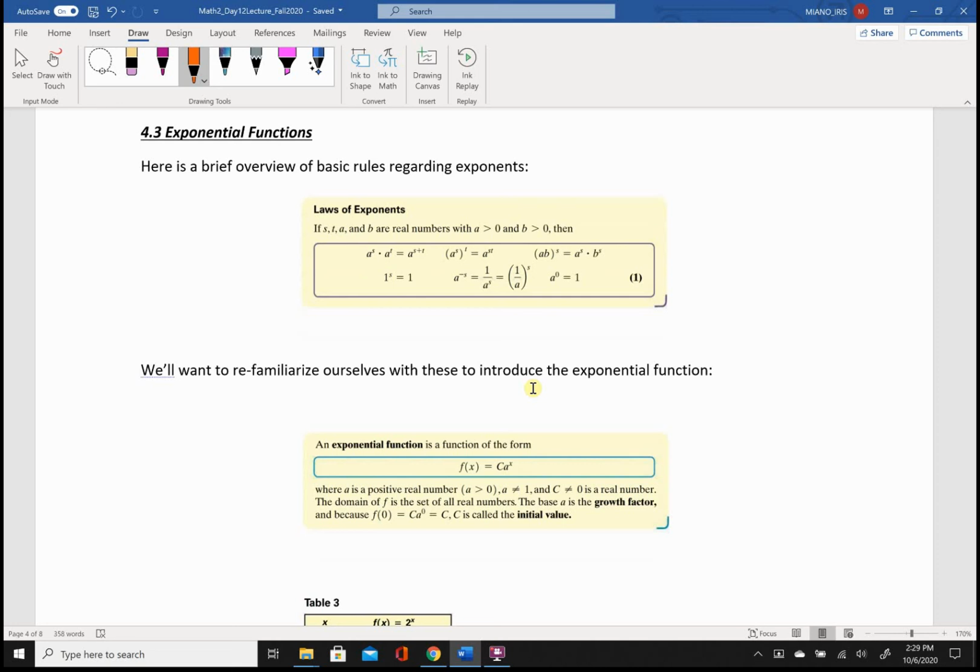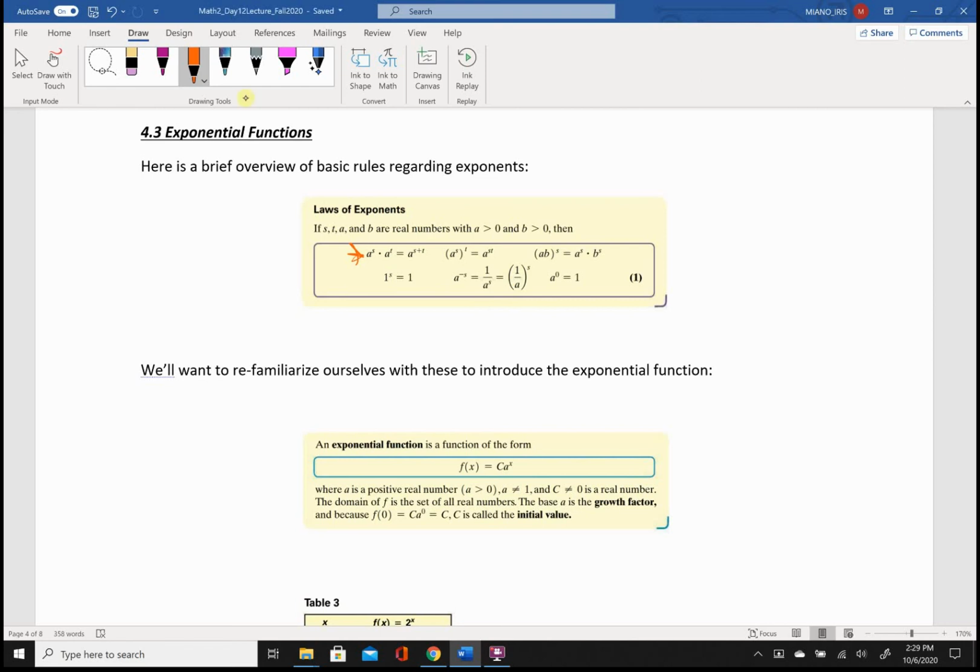Okay, so the first thing that we want to do with introducing exponential functions is revisit these laws of exponents. You'll notice the first one here that I'm going to put a star next to is the product rule for exponents. So if you have a product of two exponential expressions with the same base, you get to add the exponents together to find the resulting product.